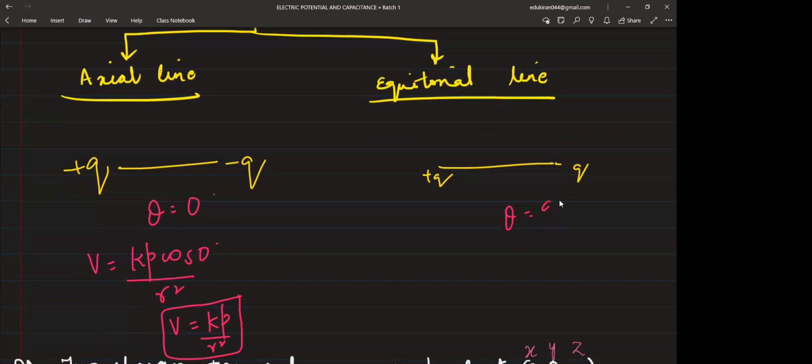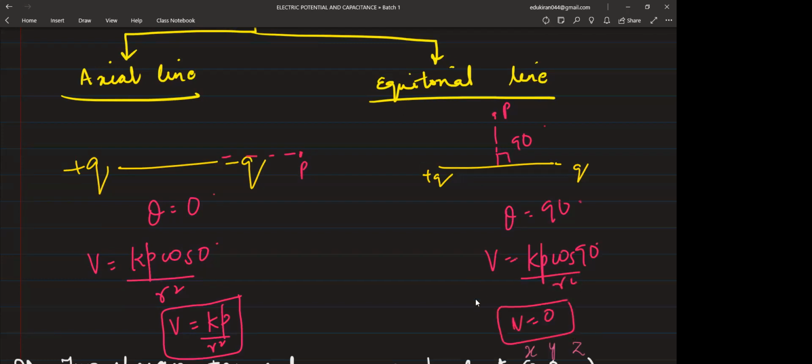But here, for the equatorial line, theta is equal to 90 degree. Why? Because here, see, it was on the axis. Now this is perpendicular, so this is making 90 degree. So V is equal to Kp cos 90 degree by R square. So simply, potential is 0 at the equatorial line. This is important. This is asked in the objective questions also.